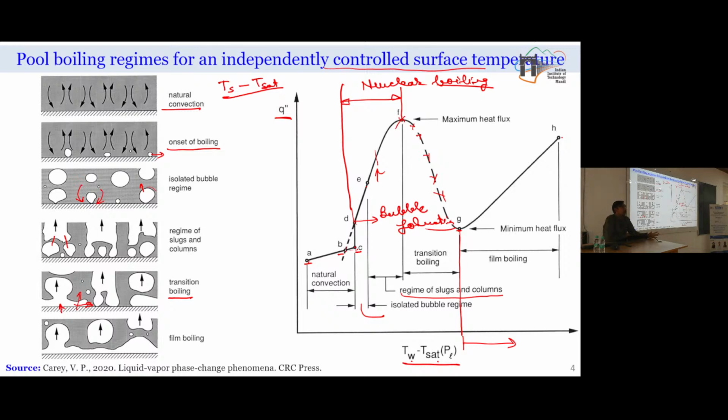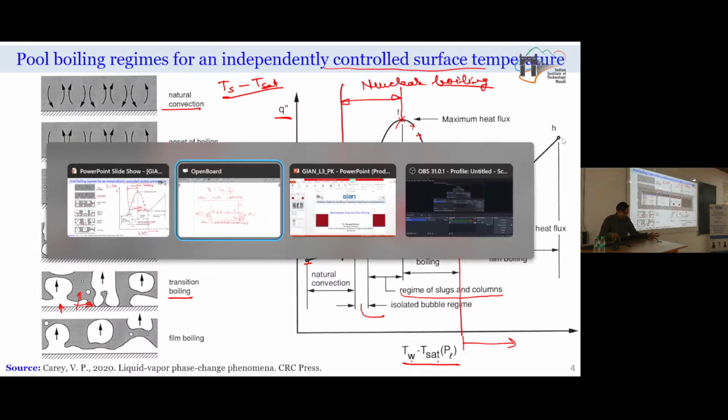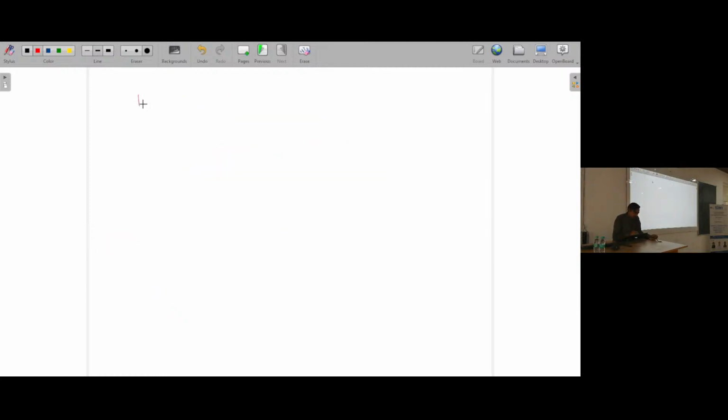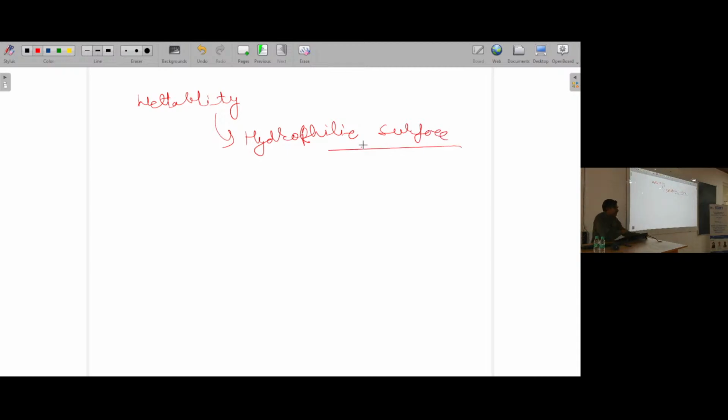Typically, the pool boiling map we are presenting here does not work for all types of surfaces, because here we are specifically talking about wettability. The conventionally studied pool boiling regimes or boiling maps were applicable for hydrophilic surfaces. If we change the wettability, of course, all the regimes are not going to change, but there will be some characteristic changes in some of the specific regimes, which can be tuned by the wettability.